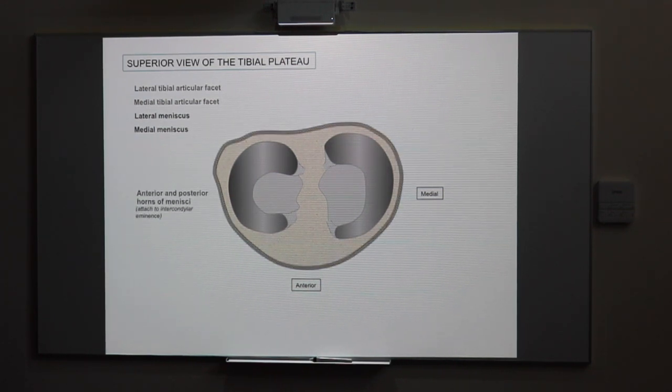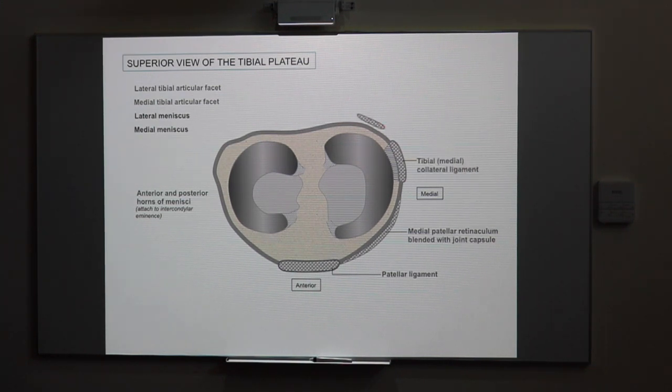Is this clear? Now there is a capsule. There are some reinforcements. This is my medial patellar retinaculum. This is my patellar ligament. There I have the tibial collateral ligament. There I have, who is this?